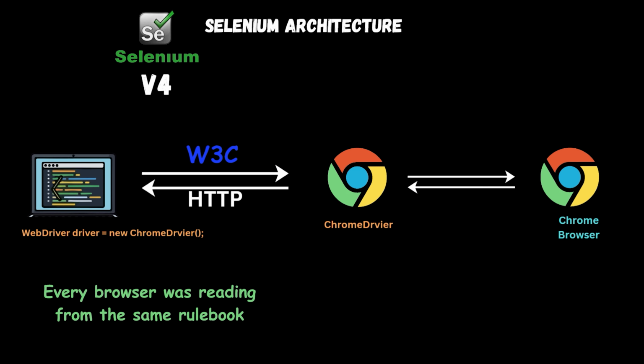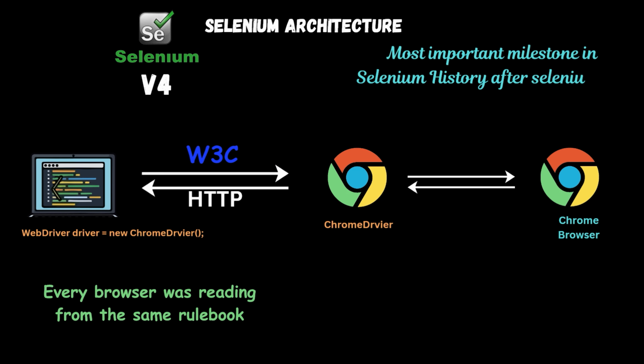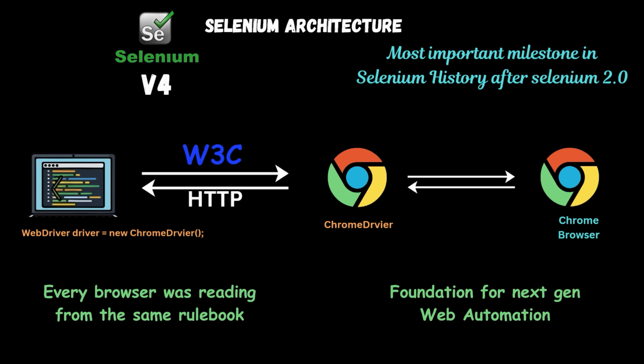Everyone was finally reading from the same rulebook, and while this may sound like a small change, it would end up becoming one of the most important milestones in Selenium's history, because W3C didn't just replace the JSON wire protocol, it laid the foundation for so many of the features that would eventually redefine what Selenium could do. But that's a story for next video.